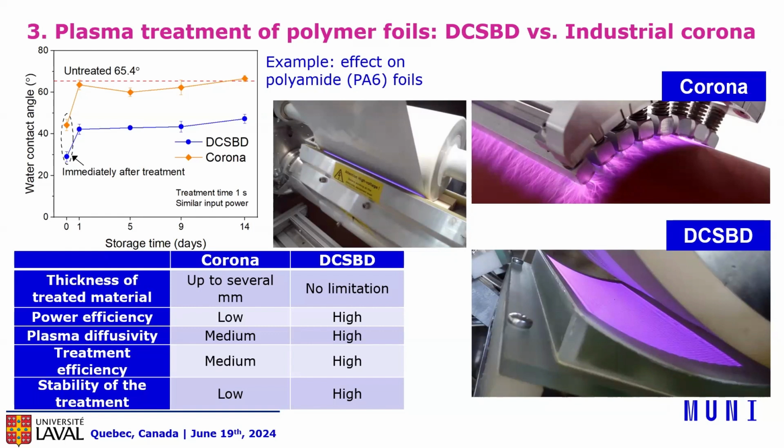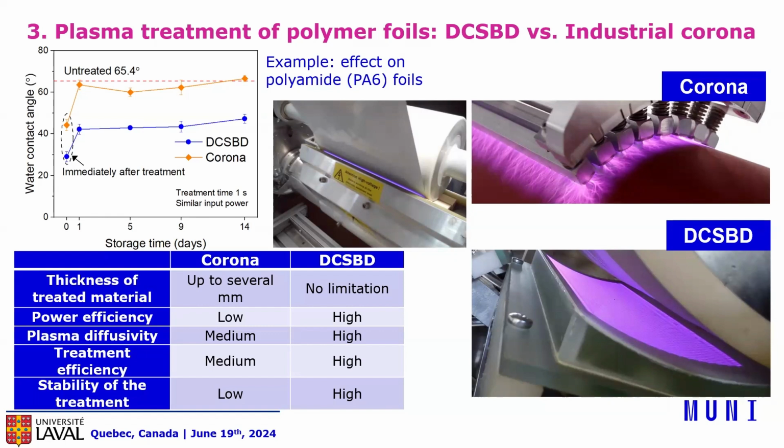In the case of coplanar, when we close this electrode to a distance of 0.3 millimeters, we generate very thin plasma, and most active species can contribute to the treatment of the material. So this is what we also consider as the important advantage of coplanar plasma.